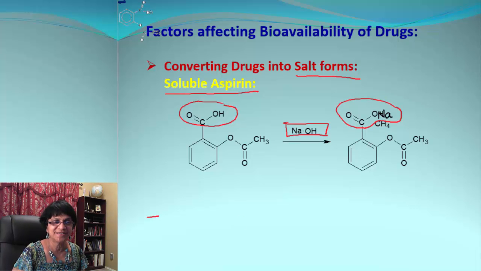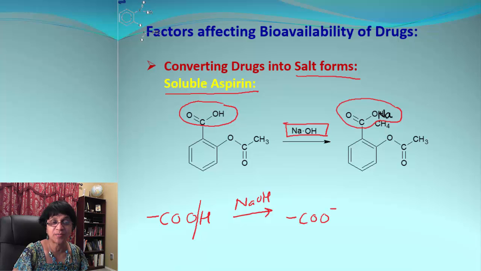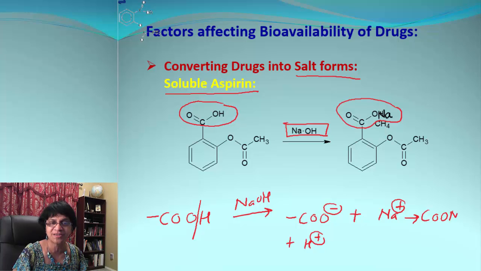So here is what happens. We have a carboxylic acid group. And when we treat that with sodium hydroxide, this bond breaks and we end up having a carboxylate group with negative charge, and of course there is a hydrogen ion with positive charge. When the carboxylate comes in contact with sodium ion, we get sodium carboxylate, and that is a sodium salt which is highly soluble, and that turns aspirin into a soluble salt.